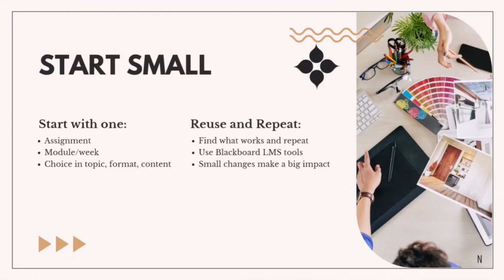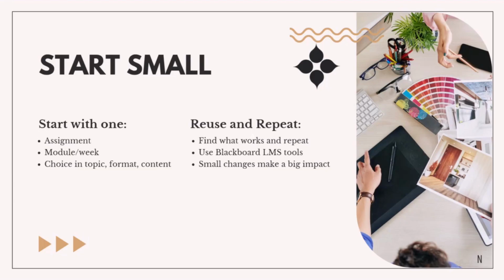So start small. Figure out a course that you believe needs to become more accessible to all students. And you could just start with one assignment, right? Maybe you're finding a way that you can make some kind of choice within that assignment. Maybe it's a whole module or a week. You start there, but just start small.